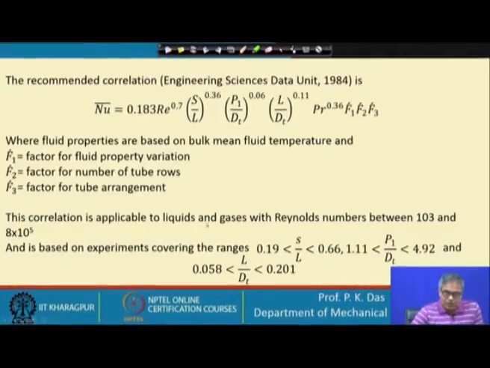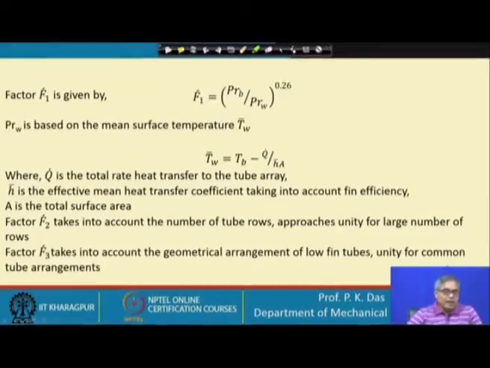This correlation is applicable for liquids and gases with Reynolds number between 10^2 and 8 x 10^5. So, you see it covers a very large range, covering the so-called laminar and turbulent ranges, and is based on experiments covering the range. See, the range has been given for which this correlation has been developed.